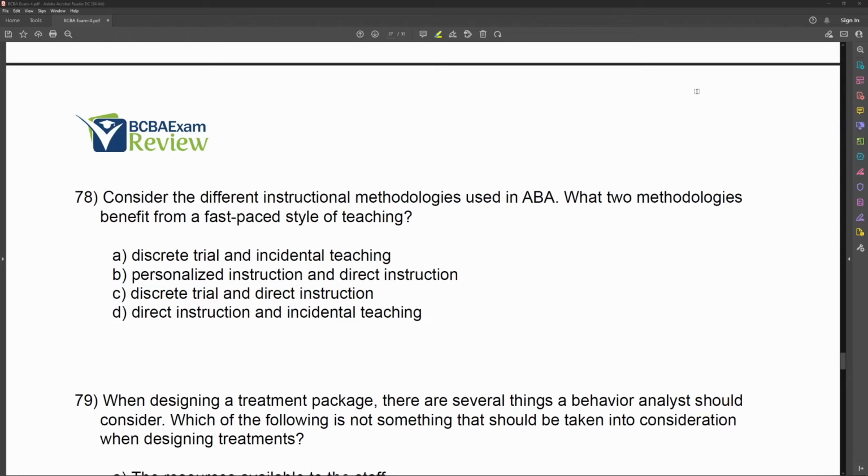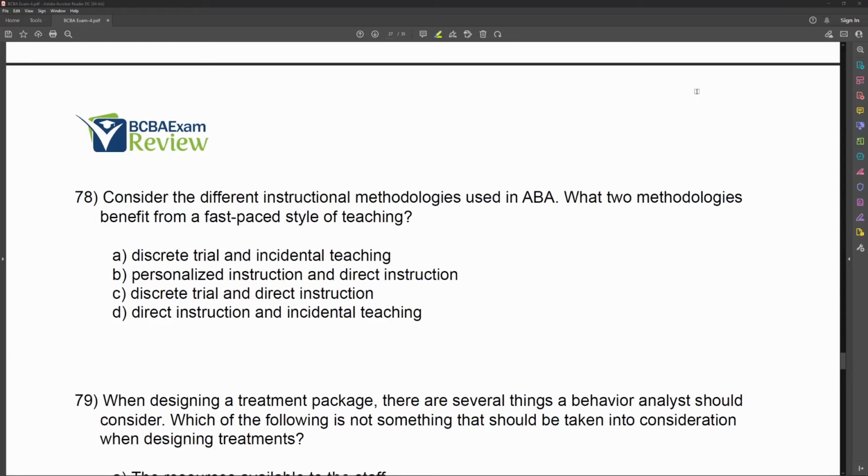B, personalized instruction and direct instruction. Well, personalized instruction is dependent on self-paced instruction, so it's dependent on the learner, okay? Personalized instruction is all about pacing, what works best for the person. Might be fast, might be slow. It just depends, okay? So we know B is not it.